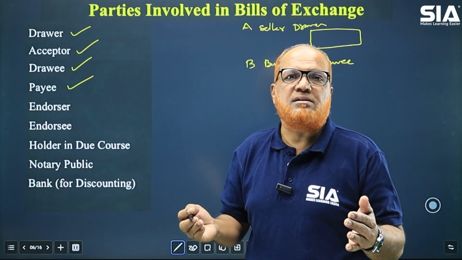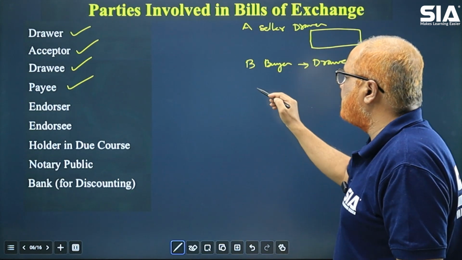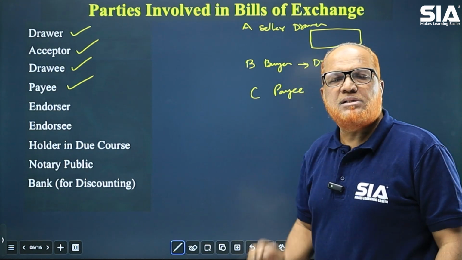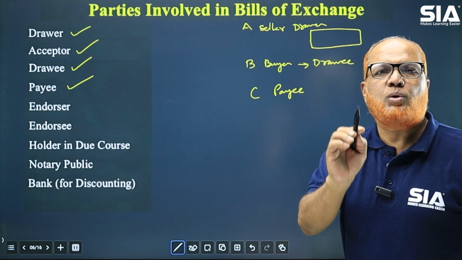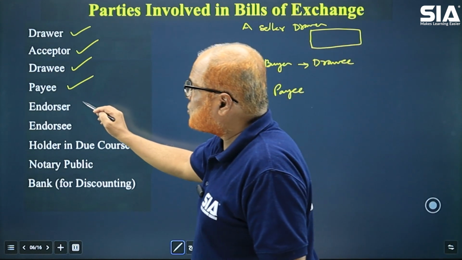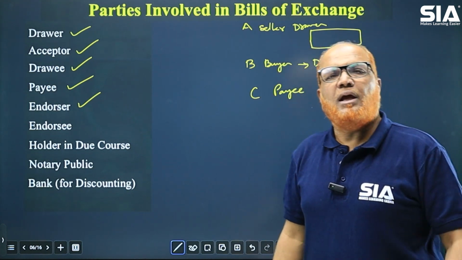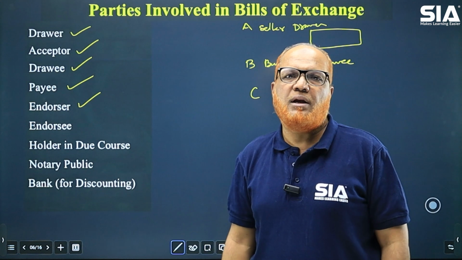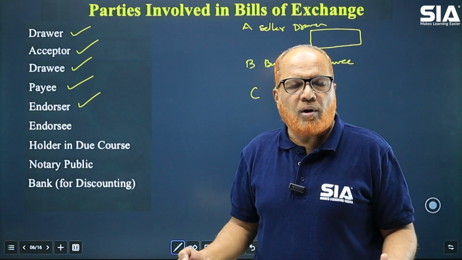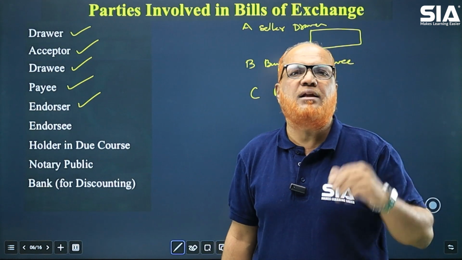But in some cases, A will direct B to pay the amount to another person called C. So C is called the payee. Simple words, payee is the person to whom the amount is to be paid. The next one is endorser. Actually, endorser means transferer. A bill of exchange is a negotiable instrument. Negotiable means transferable. So according to law, the bill can be transferred from one person to another person.